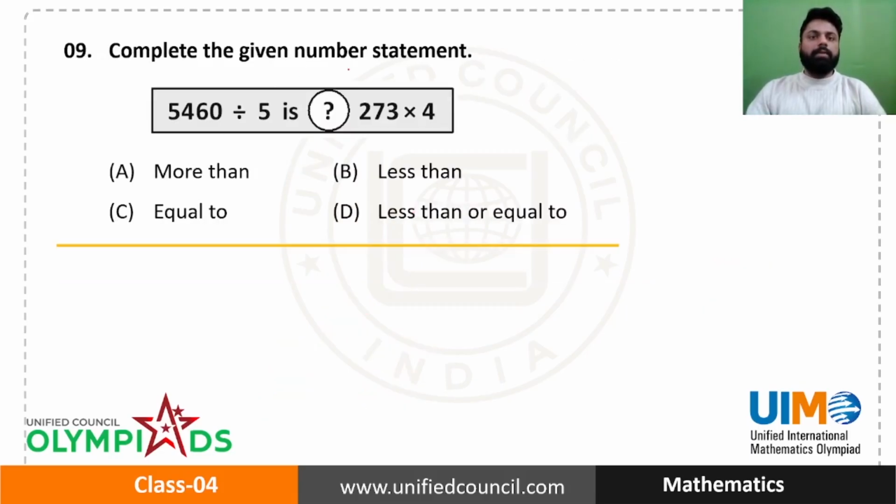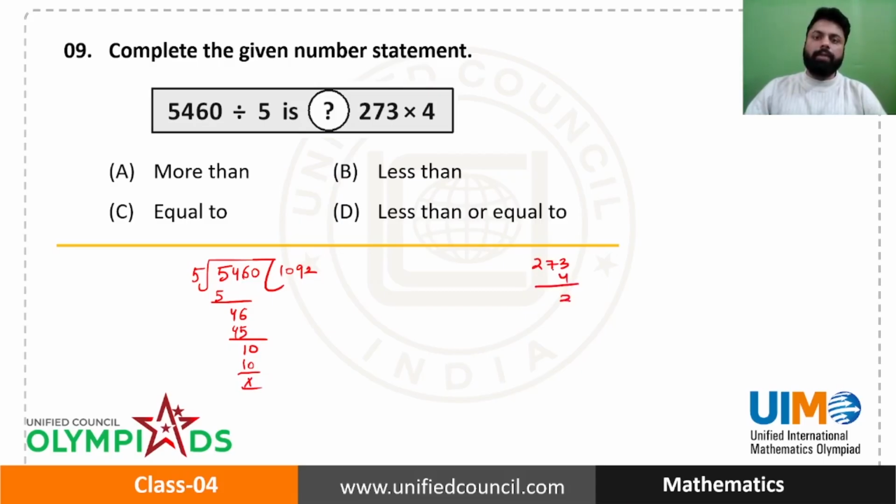Next one. Complete the given number statement. 5460 divided by 5. Let's calculate first of all this value. 5460 divided by 5 is 1092. This is 273 multiplied by 4. 12, 1 carry over, 28, 29, 2 carry over. Now this is 1092, and 1092 is more than, less than, equal to, less than or equal to. It is equal to. We can see that both the numbers are equal.